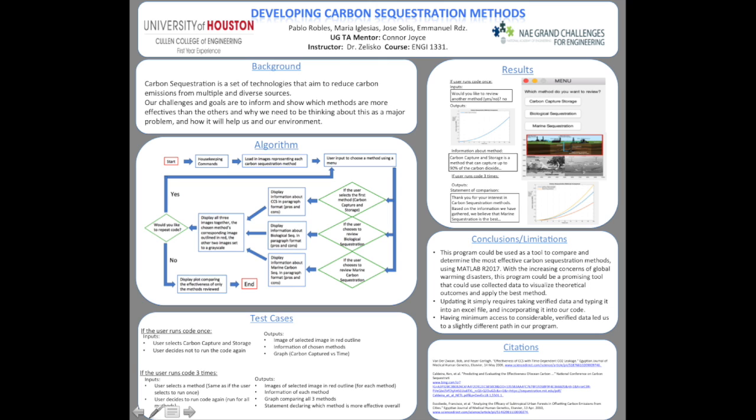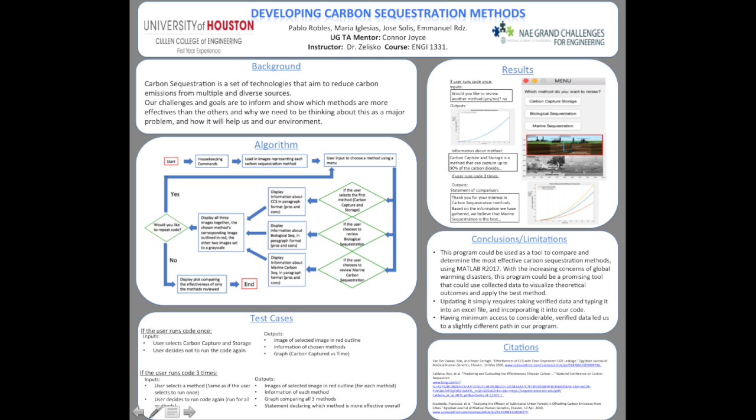For test case 2, we review all 3 methods. As in the first test case, a menu appears so that the user can select one of the 3 sequestration methods. Once the user selects a method, an image with pictures representing each method appears. The picture representing the chosen method appears with a red border, while the other 2 images are set to grayscale. Information on the chosen method will appear on the command window. This information includes pros, cons, and a brief description. The user gets the choice to run the code again, and in this case, the user does.